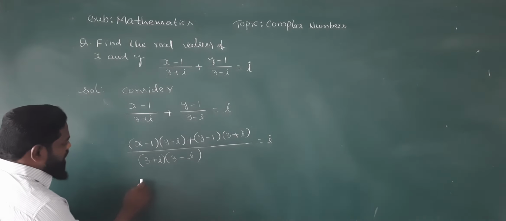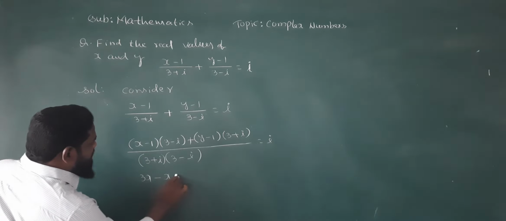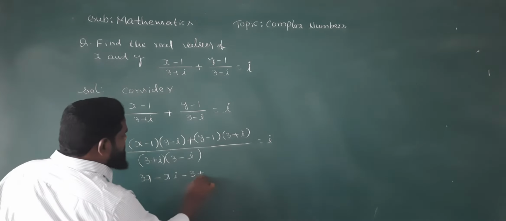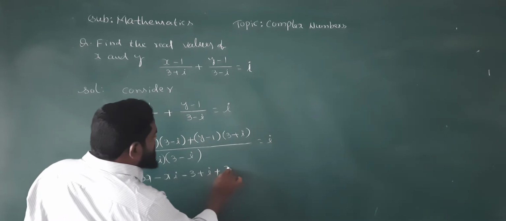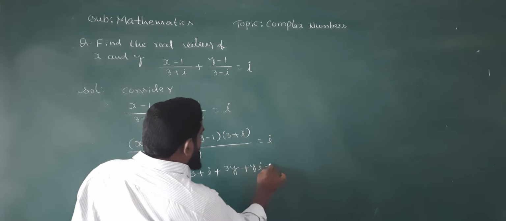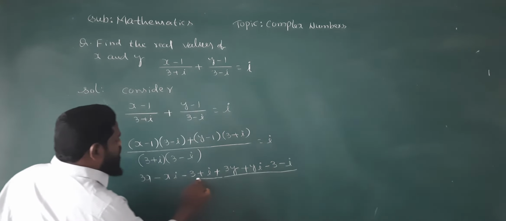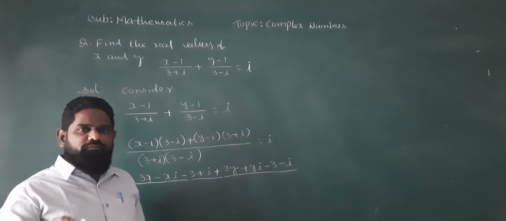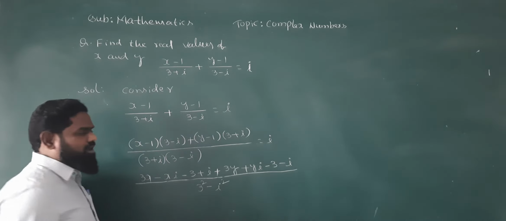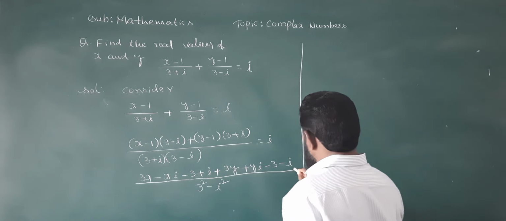Now open the brackets in the numerator. x into 3 is 3x, x into minus i is minus xi, minus 1 into 3 is minus 3, minus into minus is plus i, plus y into 3 is 3y, plus y into i is yi, minus 1 into 3 is minus 3, minus into plus is minus i, all over the denominator of the form (a plus b) into (a minus b), a square minus b square, that is 3 square minus i square. Understand?